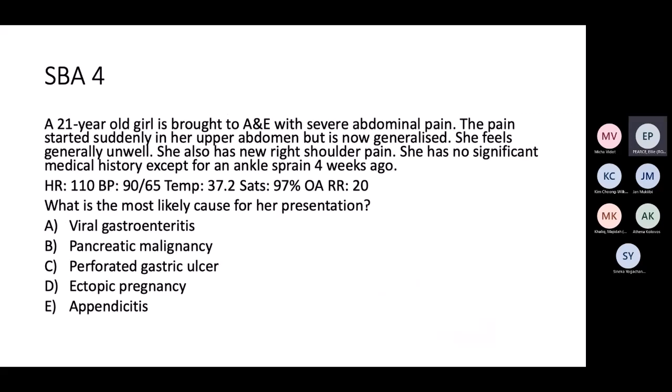Okay, so question 4. A 21-year-old is brought to A&E with severe abdominal pain, and the pain came on very suddenly in her upper abdomen, but it's now generalized, and she feels generally very unwell. And she's also got pain in her right shoulder. She's got no significant medical history, but she did have an ankle sprain 4 weeks ago, and she has been taking analgesia that she's buying for herself for that. So the observations are there. So what do you think is the most likely cause for this presentation?